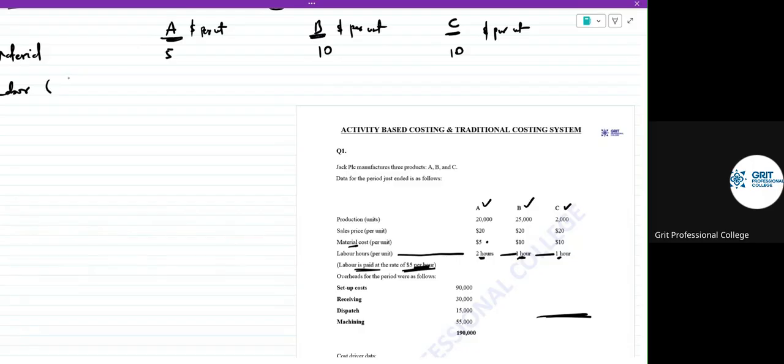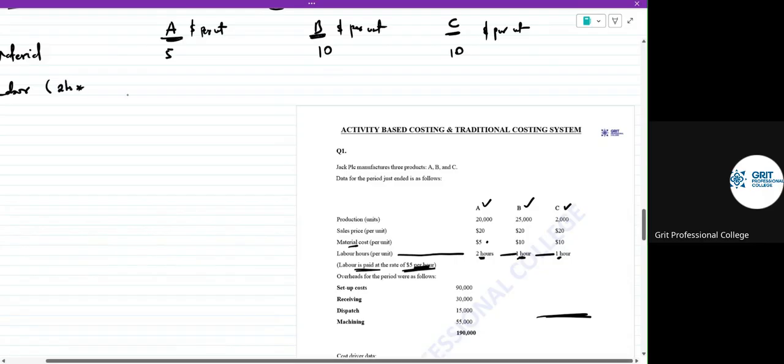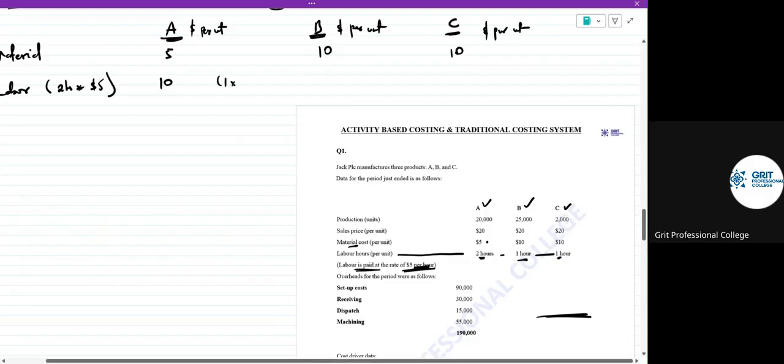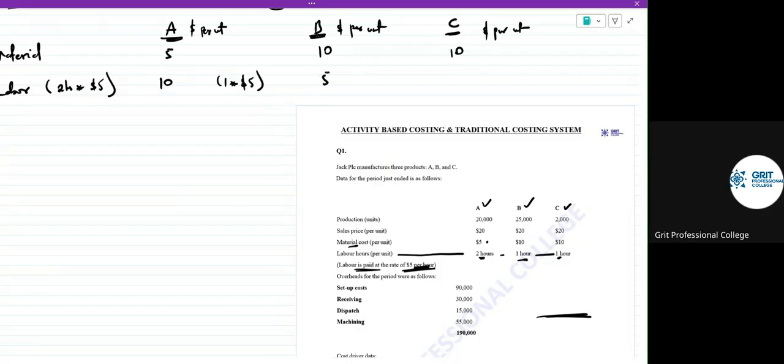So for the direct labor cost for product A, that would be 2 hours times the $5, which gives us $10 per unit. Then for product B, it is 1 hour by $5 per hour, and that gives us $5 per unit. Then for product C, we have another 1 hour needed to make the product, multiplied by $5 per hour, and that gives us $5 per unit. I hope that is clear.